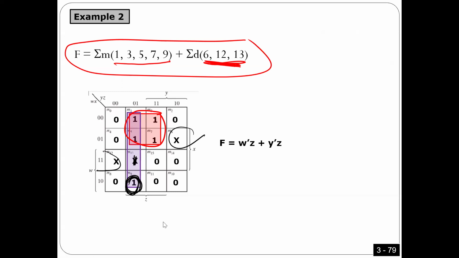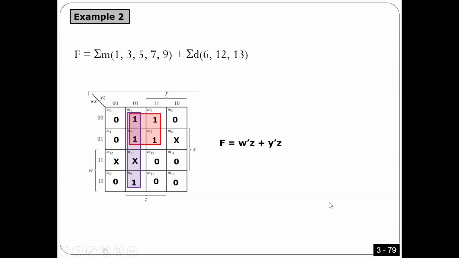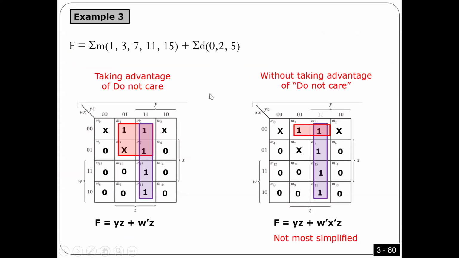That's why the better solution here is just to take. So look, you should understand. Look how don't care helped me. Instead of making a group of only 1 here, I'm gonna make a group of 4. Okay? Let's have more examples to show you.